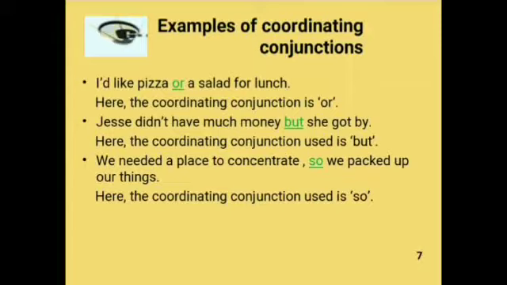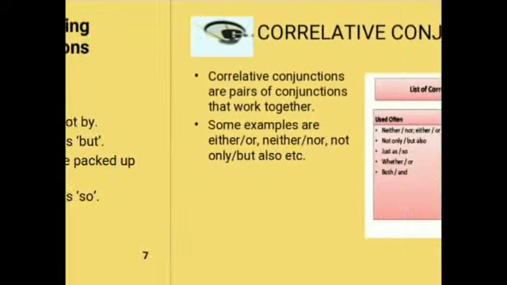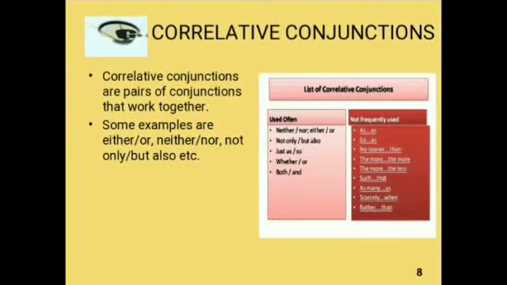We needed a place to concentrate, so we packed up our things. Here, the coordinating conjunction used is so. Correlative conjunctions. Correlative conjunctions are pairs of conjunctions that work together. Some examples are either or, neither nor, not only but also, etc.